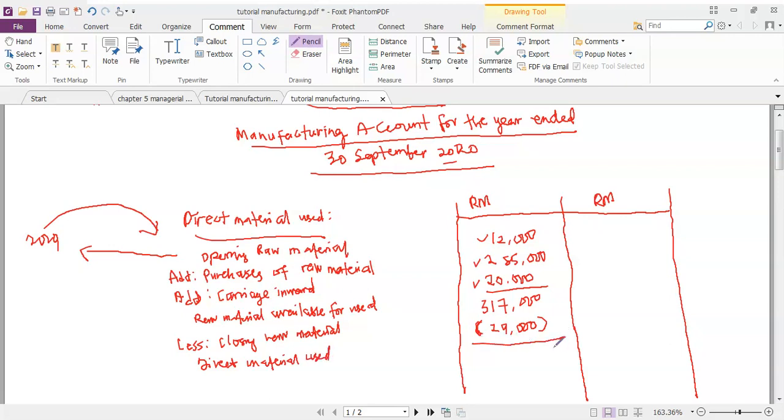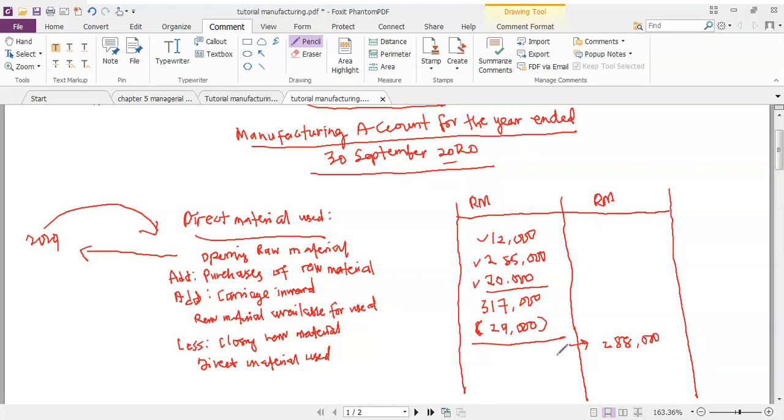Okay. So the amount of direct material used, you need to put in the second column. Can you calculate for me? 317 minus 29,000. So how much is your direct material used? Yes, that is correct. 288.